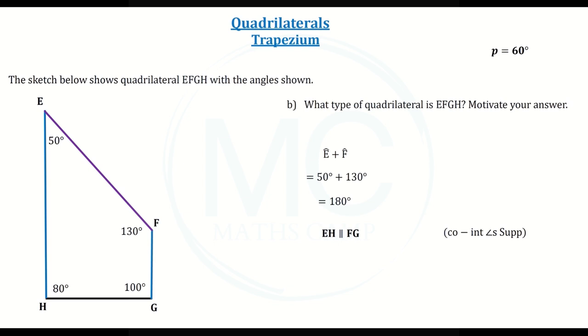This is the only characteristic we have, so we can conclude that EFGH is a trapezium because one pair of opposite sides are parallel.